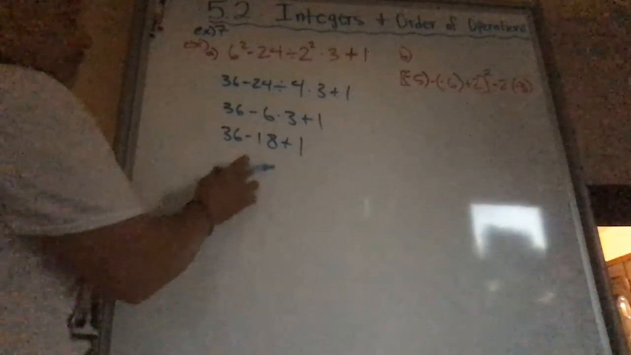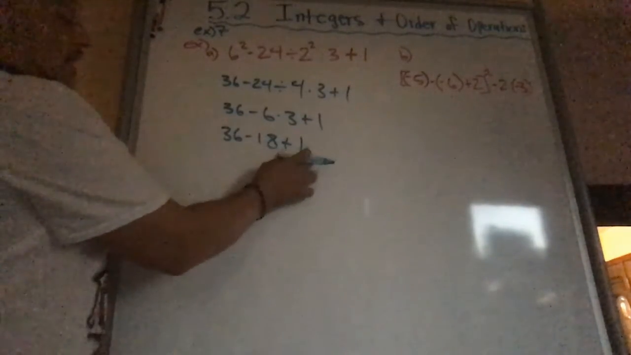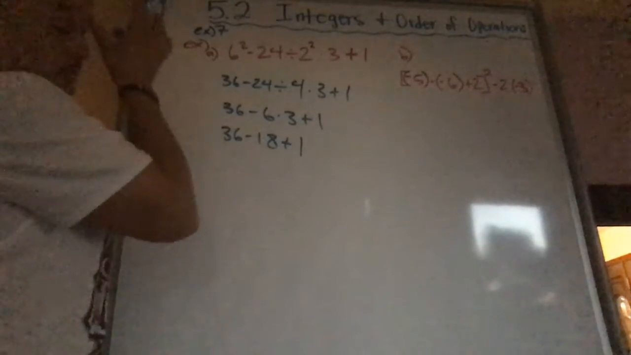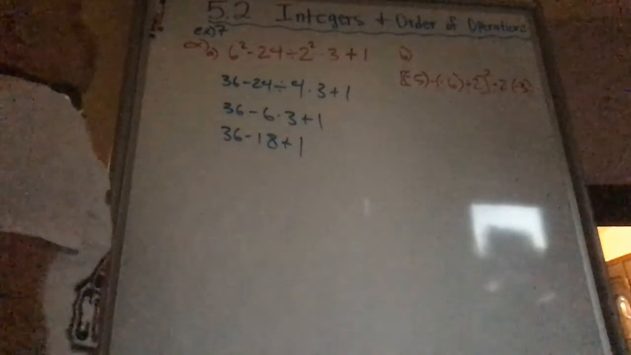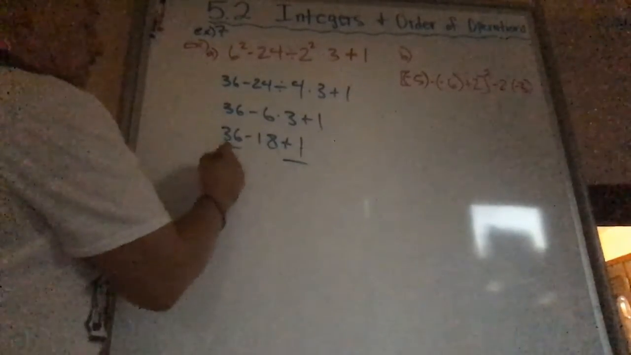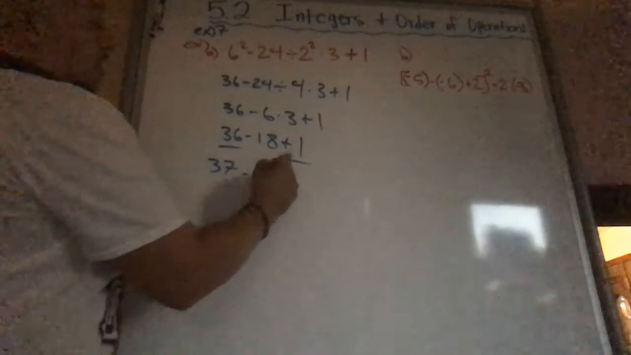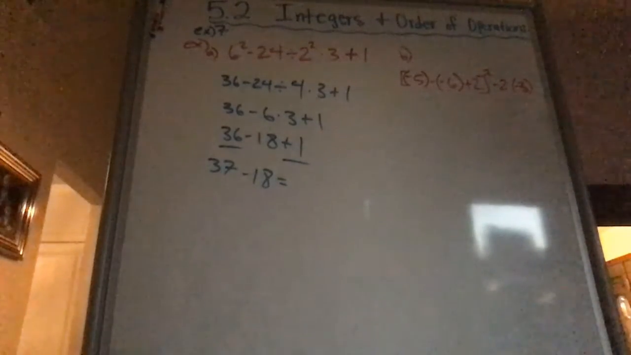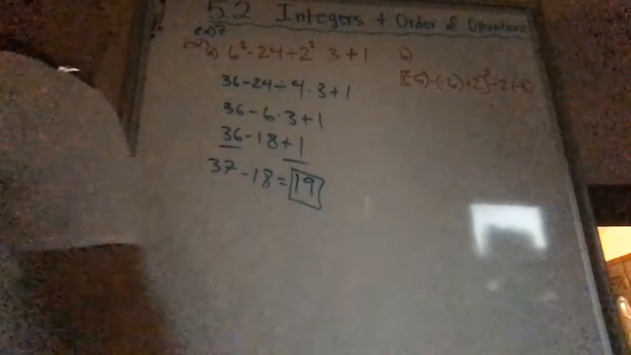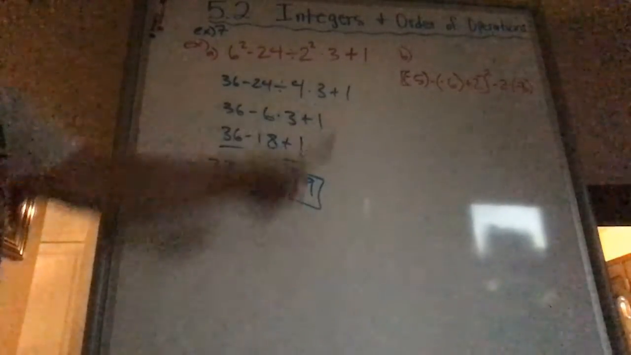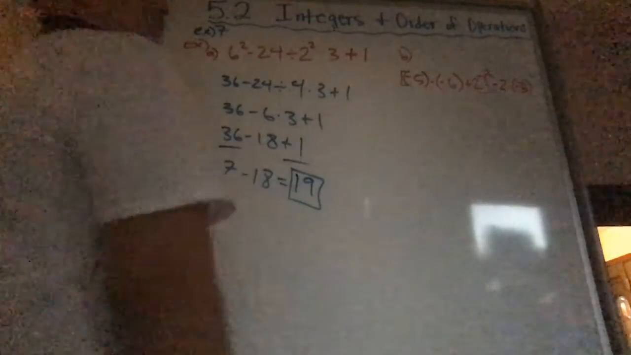And now that I only have adding and subtracting, you could do it however you want. You could do 36 minus 18 and then add 1. Sometimes when there's a lot of numbers, I'll try to add up all the positive numbers, then all the negative numbers. So 36 plus 1 is 37, and then 37 minus 18, what is that, 19? So there's that. And then this one over here, lots of grouping symbols.